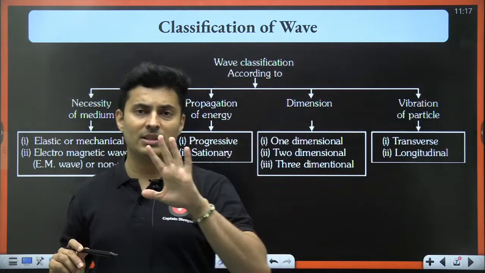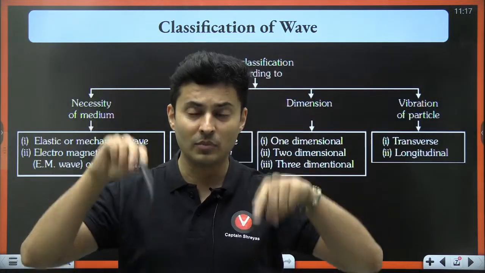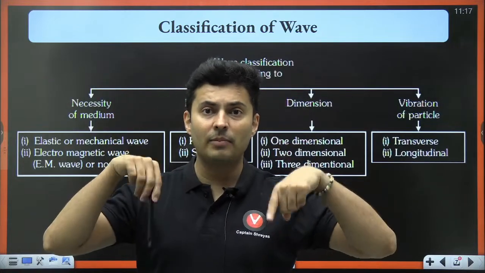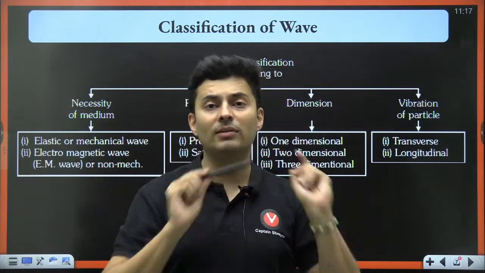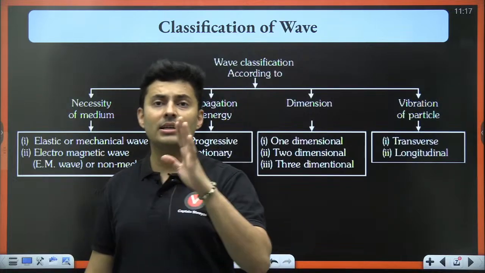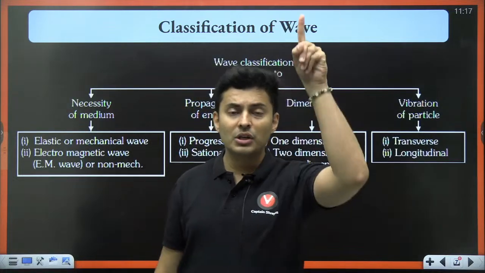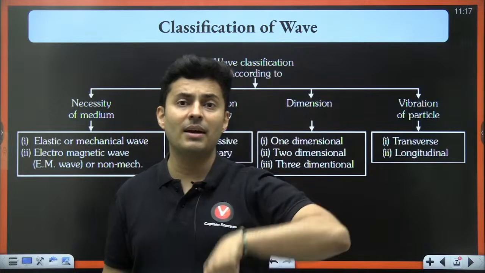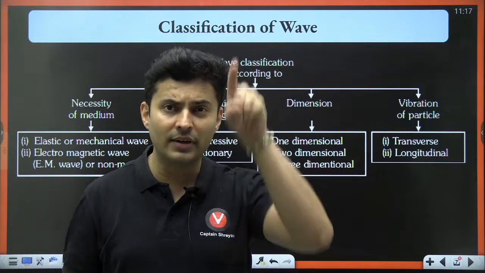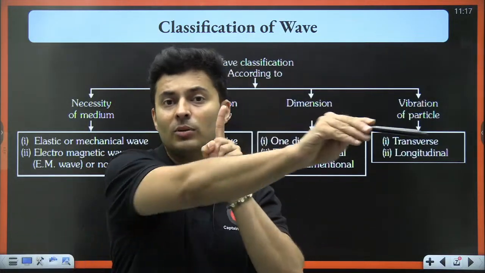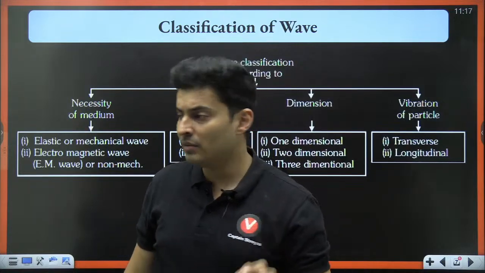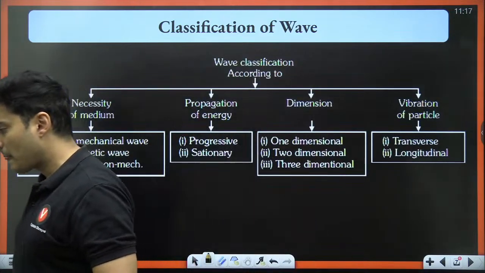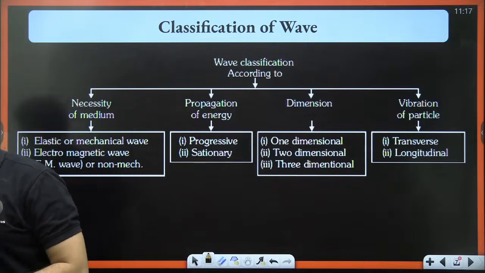So transverse waves are those waves where the particles or the oscillations are perpendicular to the direction of the wave travel. Even light is a transverse wave because light or electromagnetic waves have fluctuations of electric field which are perpendicular to the direction in which the light travels. Is that okay? Yeah.